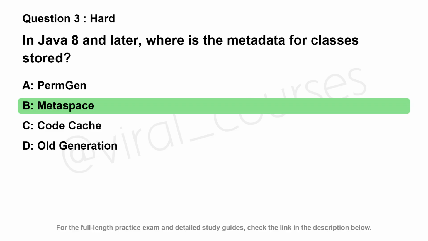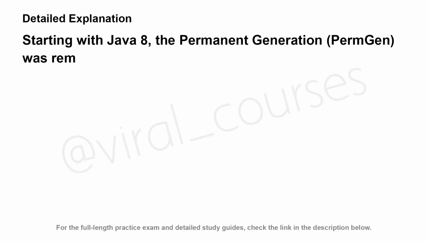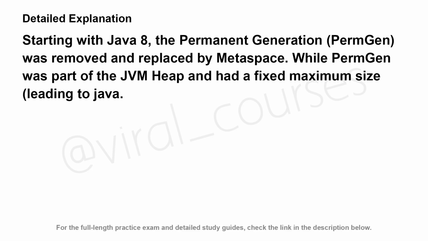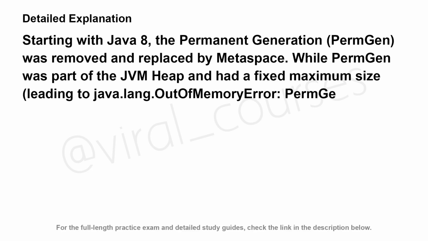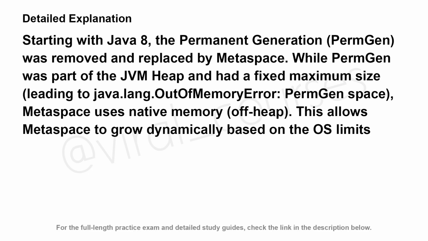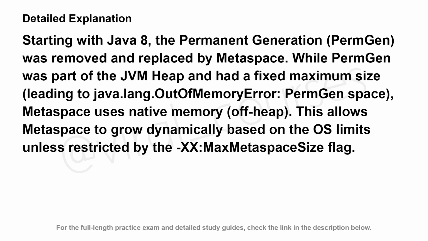The correct answer is B. Starting with Java 8, the permanent generation, perm_gen, was removed and replaced by metaspace. While perm_gen was part of the JVM heap and had a fixed maximum size, leading to java.lang.OutOfMemoryError: perm_gen space, metaspace uses native memory off-heap. This allows metaspace to grow dynamically based on the OS limits unless restricted by the -XX:MaxMetaspaceSize flag.